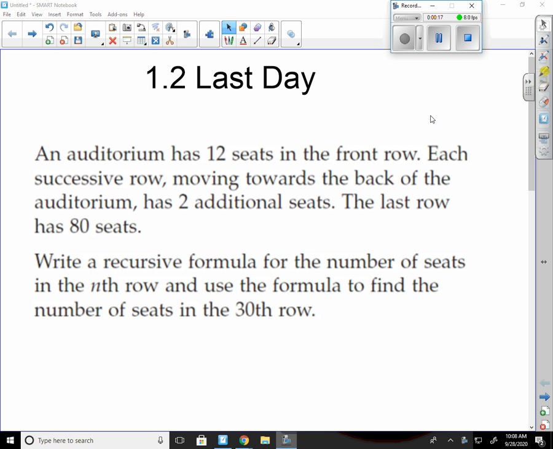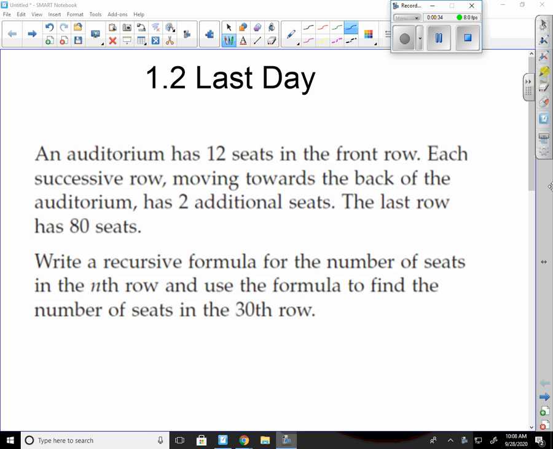Each successive row moving towards the back of the auditorium has 2 additional seats. The last row has 80 seats. So we have a lot of seats to put in here. Write a recursive formula for the number of seats in the nth row and use the formula to find the number of seats in the 30th row.